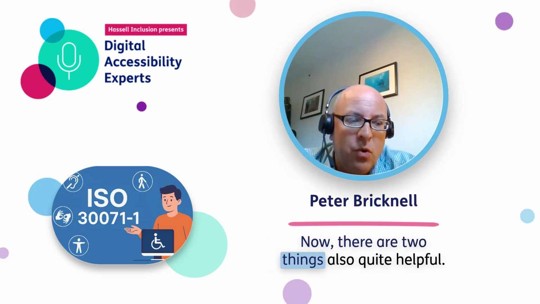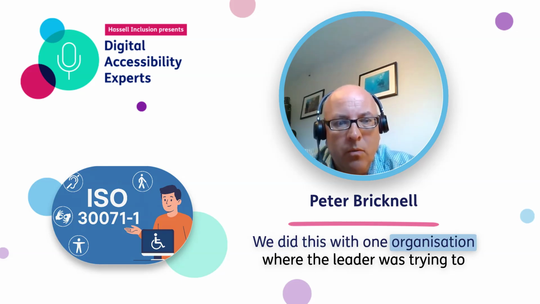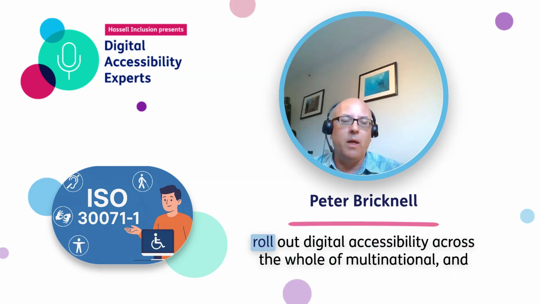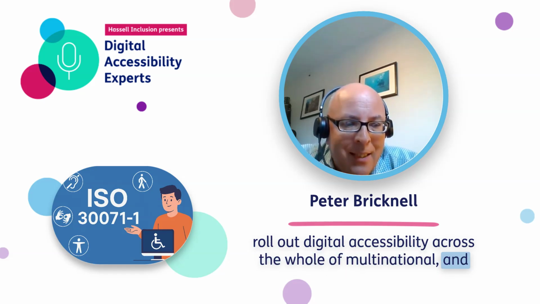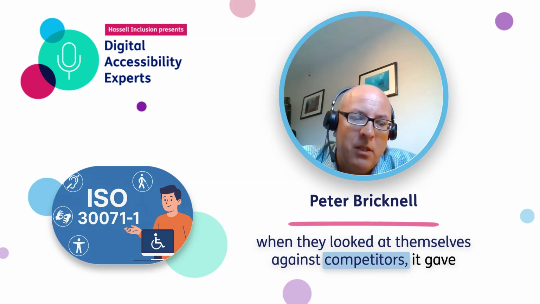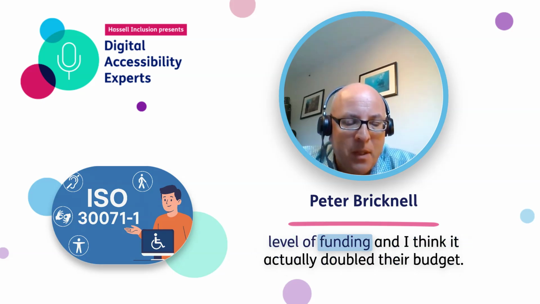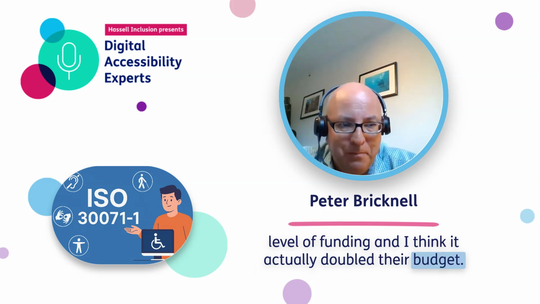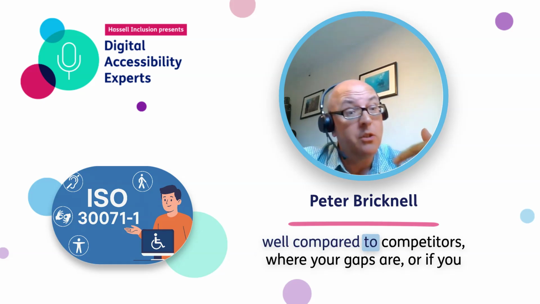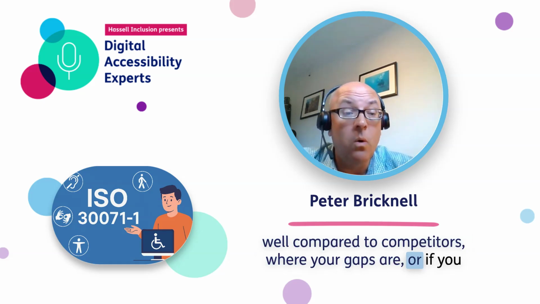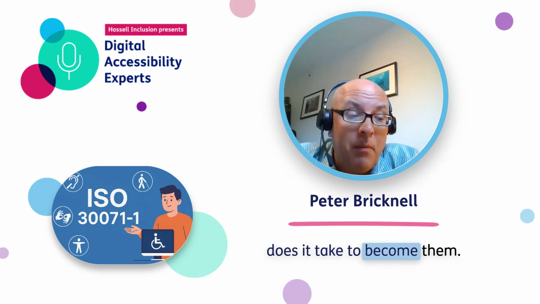Now, there's two things that are also quite helpful. One of them is a competitor analysis. We did this with one organization where the leader was trying to roll out digital accessibility across the whole of their multinational. And when they looked at themselves against competitors, it gave them a really good case to take to the board to get the right level of funding. And I think it actually doubled their budget. Whatever you're doing, it does tell you either you're doing really well compared to competitors, where your gaps are, or if you take people in other sectors, the people who you admire, what does it take to become them?